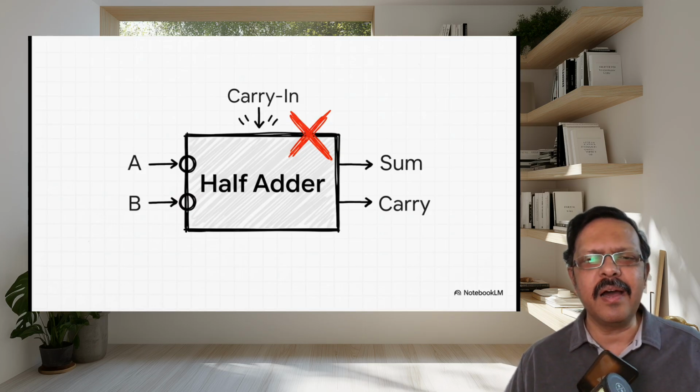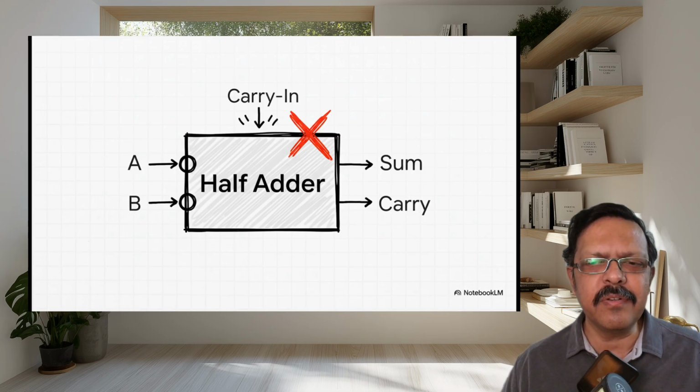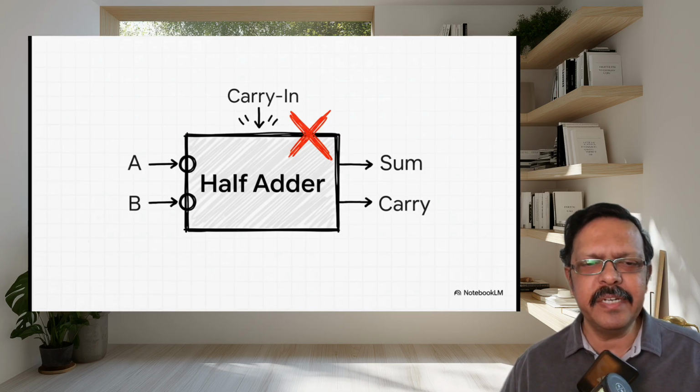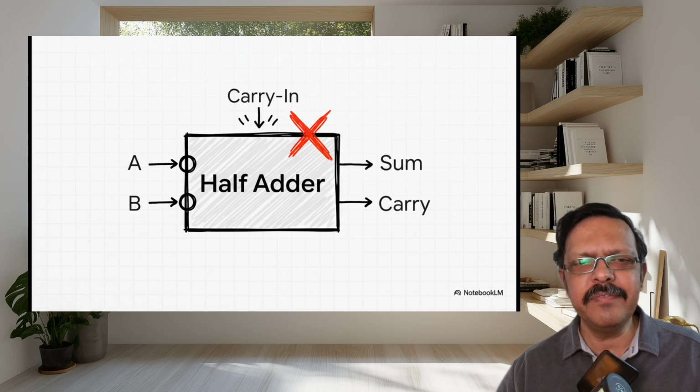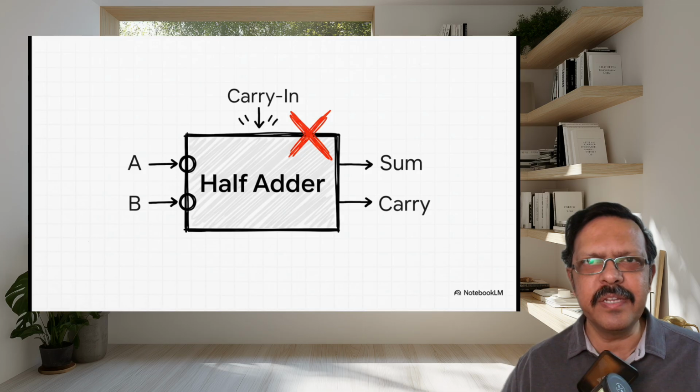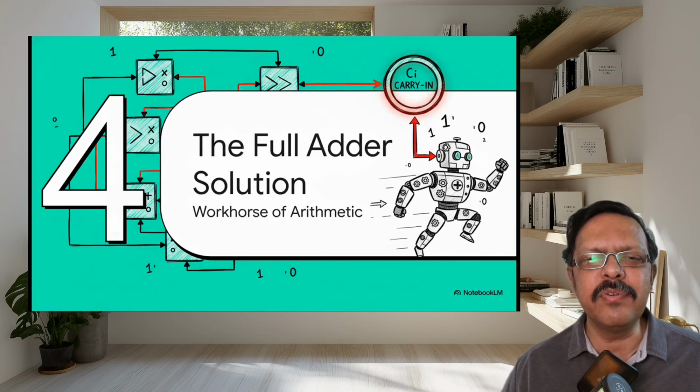So that is why it's called a half adder. It only solves half of the real problem of addition. To add multi-bit numbers, we need a circuit that can handle three inputs. Basically, it can handle A, B, and if there is a carry from the previous column, it should be able to add that as well. So that brings us to the next evolutionary step in adders. It's called a full adder.